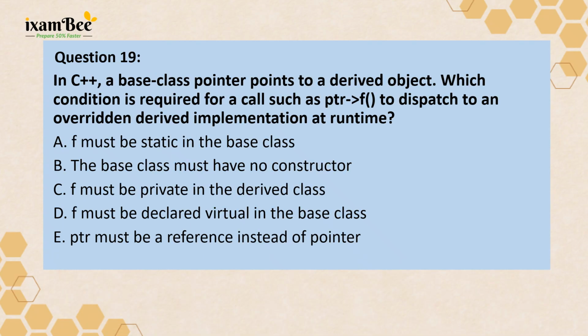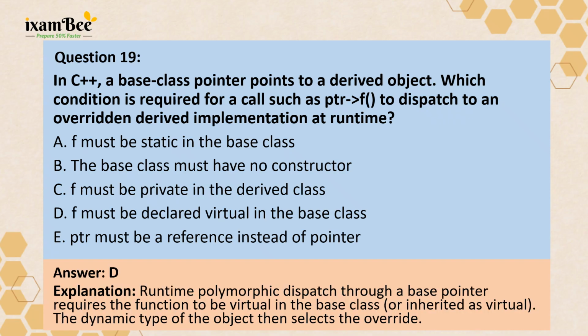Now let us look at this question. In C++, a base class pointer points to a derived object. Which condition is required for a call such as ptr->f() to dispatch to an overridden derived implementation at runtime? The correct answer here is D, which is f must be declared virtual in the base class.